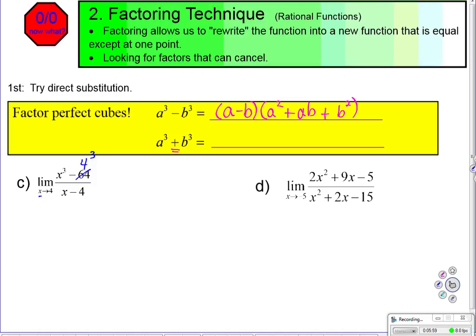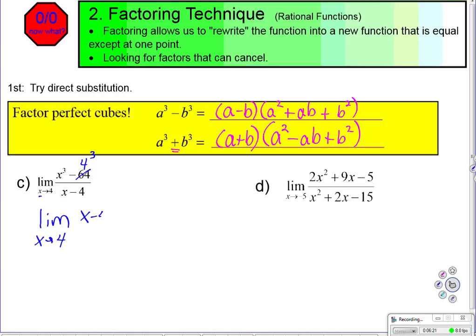Sum of cubes also has a pattern. It goes a plus b, and then a squared minus ab plus b squared. So those are good ones to remember. And that allows us to do some factoring here with this difference of cubes that we're faced with.